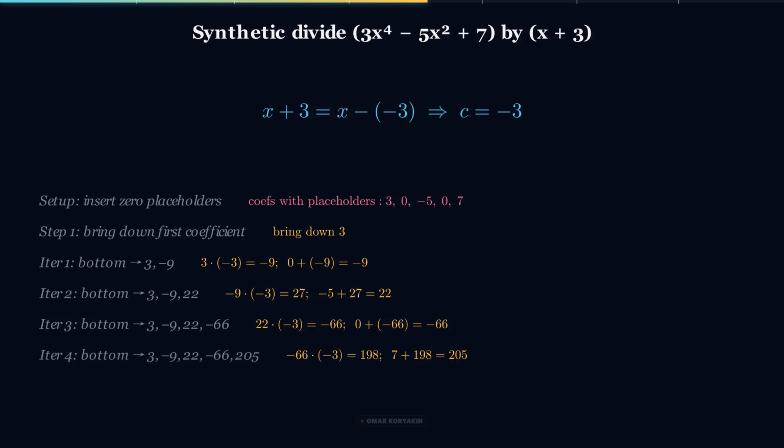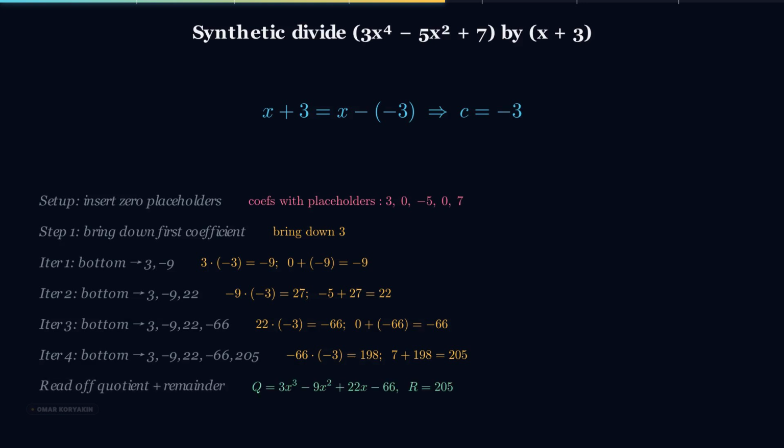Step 6. Fourth multiply and add. Multiply negative 66 times negative 3 equals positive 198. Write 198 under the last coefficient 7. Add 7 plus 198 equals 205. Bottom row complete: 3, negative 9, 22, negative 66, 205.